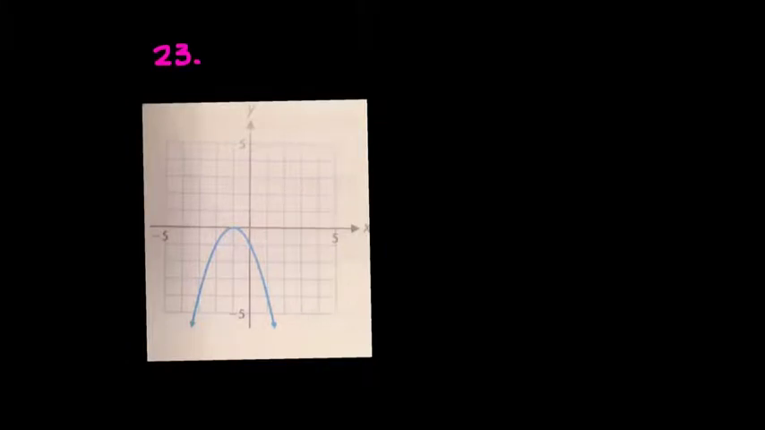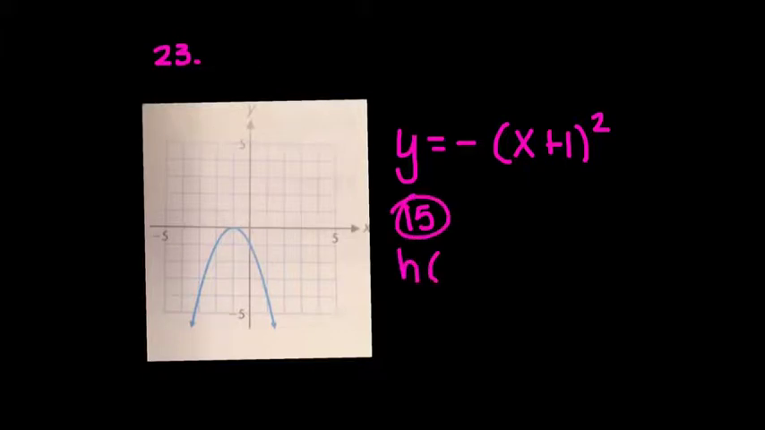This parabola is also opening downward, so I have to start with a negative to account for the opening downward. It has been shifted 1 unit to the left, so I have a horizontal shift of 1 unit to the left. It has not been vertically shifted at all. This gives me y equals the opposite to account for opening downward, x plus 1 quantity squared to account for the horizontal shift, and then no vertical shift. So this matches up with number 15, which is h of x equals the opposite of x plus 1 quantity squared.